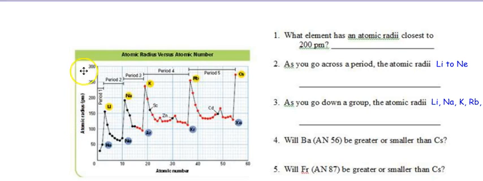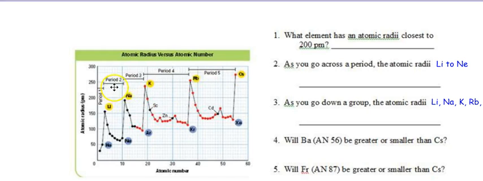Notice how they divided this up. The yellows here are going down a group. The blues are going down the group. These are your alkali metals. These are your group 1s. These are your noble gases, group 18. Okay, so you can kind of see what's going on with going down a group.